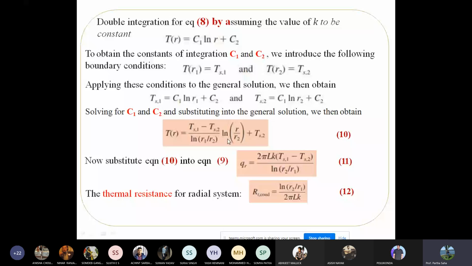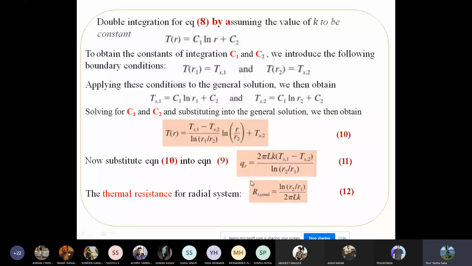Now substitute this equation into equation 9, that is the previous equation, and solve for it. You can get Qr, that is the heat rate, equal to 2 pi Lk (Ts1 minus Ts2) divided by ln r2 by r1. So this is the equation for heat rate in the radial direction for a cylinder. So what will be the thermal resistance R? If you remember, R was nothing but L by kA. Similarly it will be this quantity divided by this quantity. So it will be ln r2 by r1 divided by 2 pi Lk. So that is actually the thermal resistance for heat conduction through cylinders. Okay. I hope you understood this.